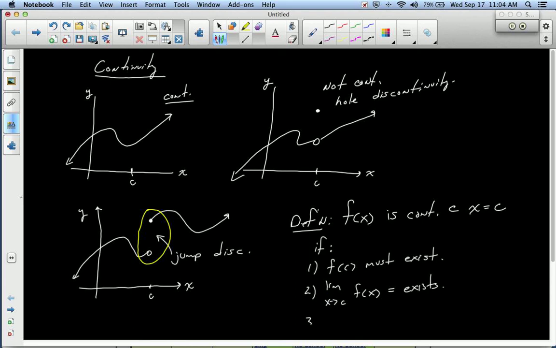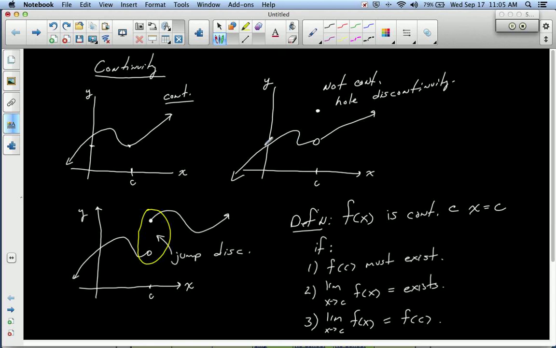The third criteria is it's not good enough for the function and the limit to exist, but the limit as x approaches c of f of x must equal f of c. Okay, so that's the final and third criteria. So let's look at this one. So we said f of c was this value right here. We also said the limit as x approaches c was that value. So this is continuous.